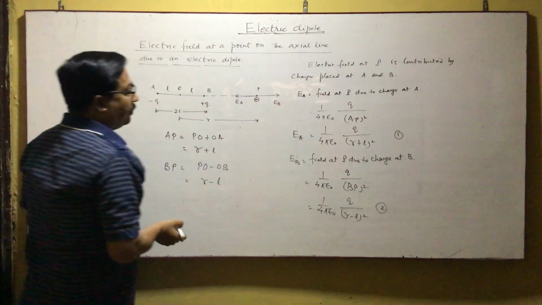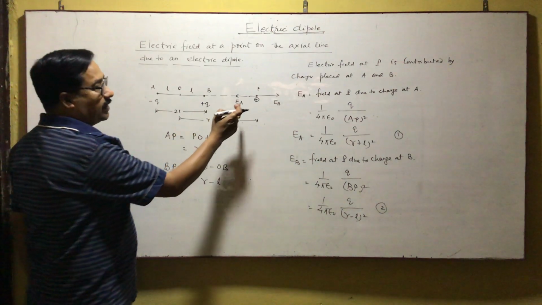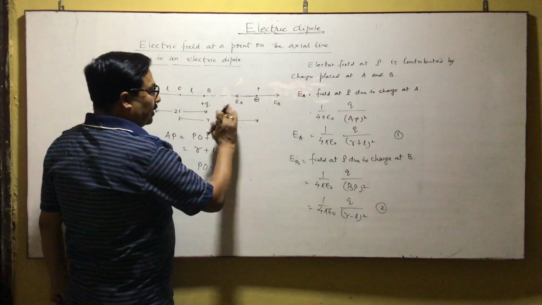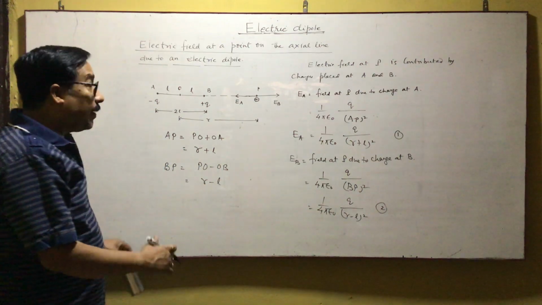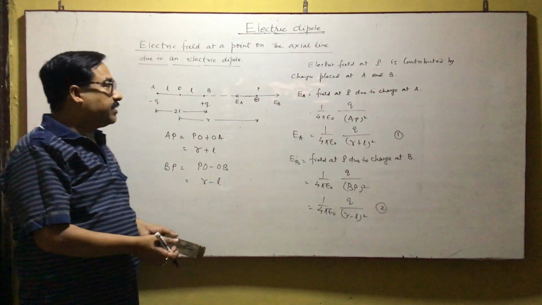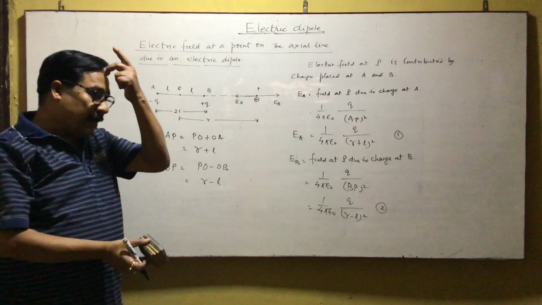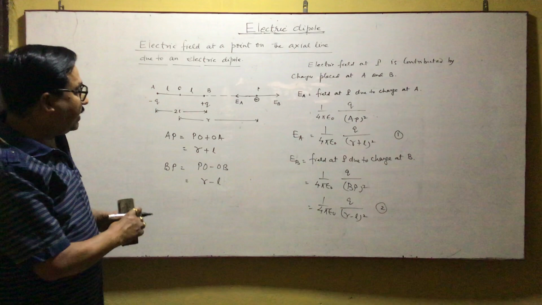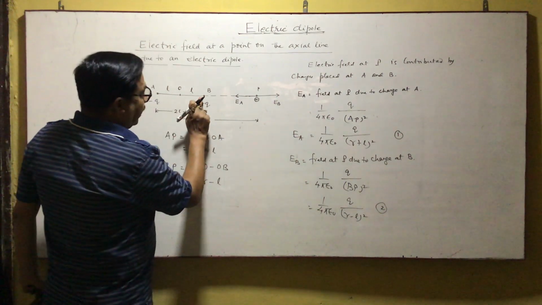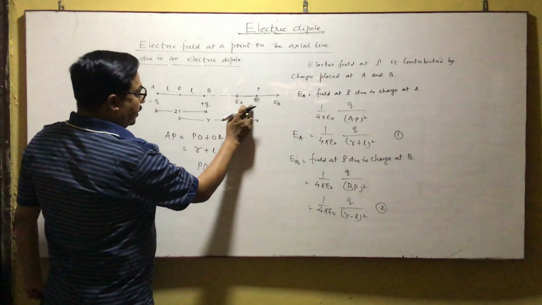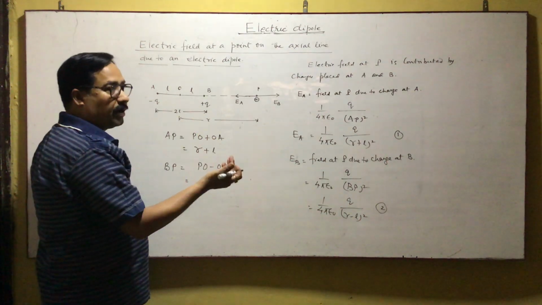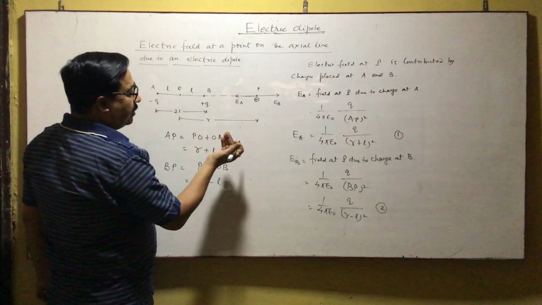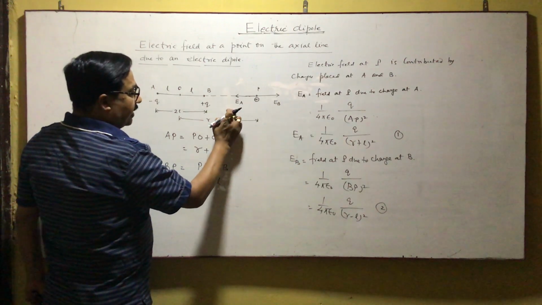Now finally we have two fields acting at point P, one EA in this direction and EB in this direction, and as the two vectors are opposite, the resultant field will be given by subtracting the smaller vector from the bigger vector. And it is very clear once again that B is nearer to point P, so the field due to B is stronger than the field due to A. So the resultant will be EB minus EA.